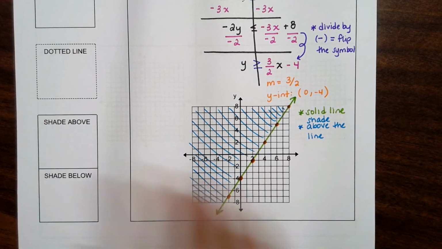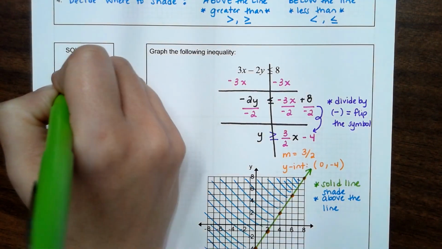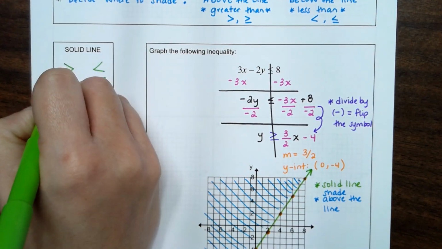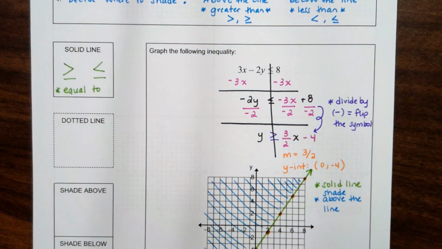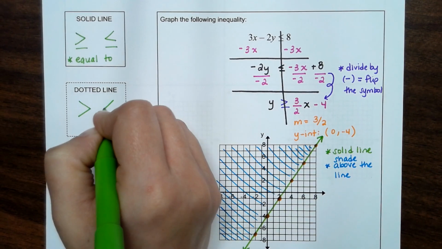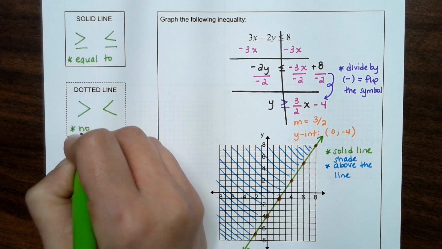To summarize, we're going to use a solid line when we have a greater than or equal to or a less than or equal to. The key here is that there is an equal to. And we're going to use a dotted line when we have a greater than or a less than. The key here is that there is no equal to.